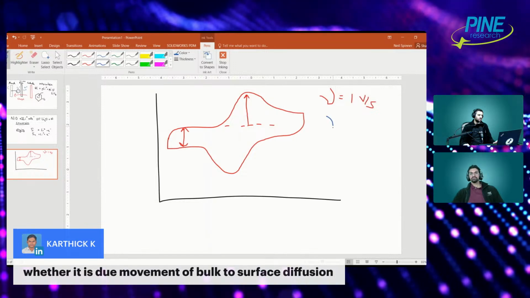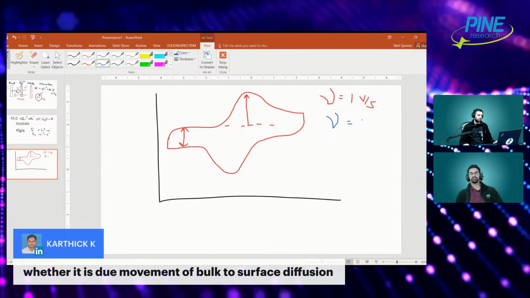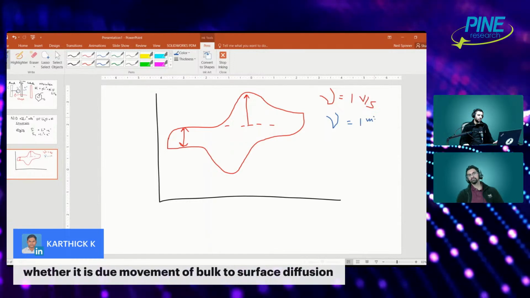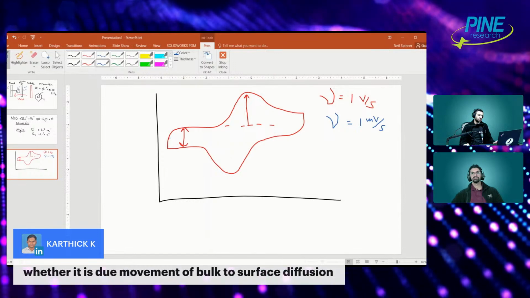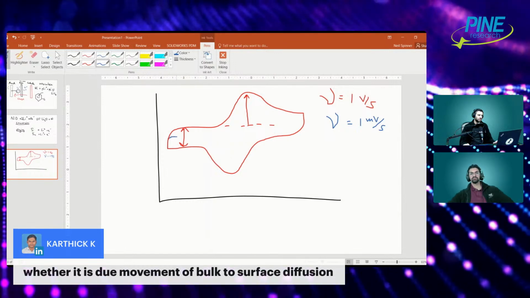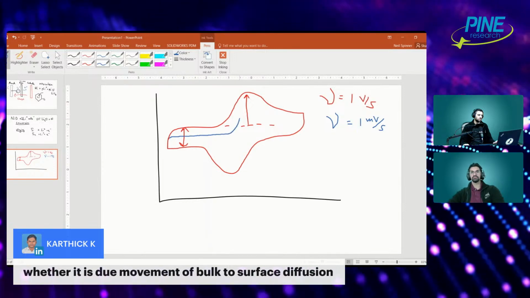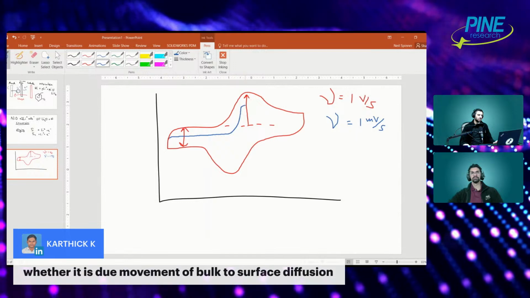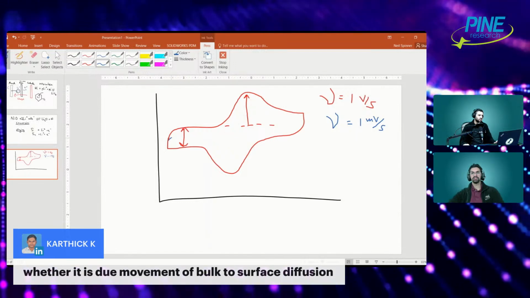And then you scan slower. I'll just do the extreme. I'll do 1 millivolt per second. So we go 1,000 times less. Let's just say in a perfectly nicely behaving reversible system, you might get something like this. I shouldn't draw it that high. It shouldn't be that high, just for argument's sake here.